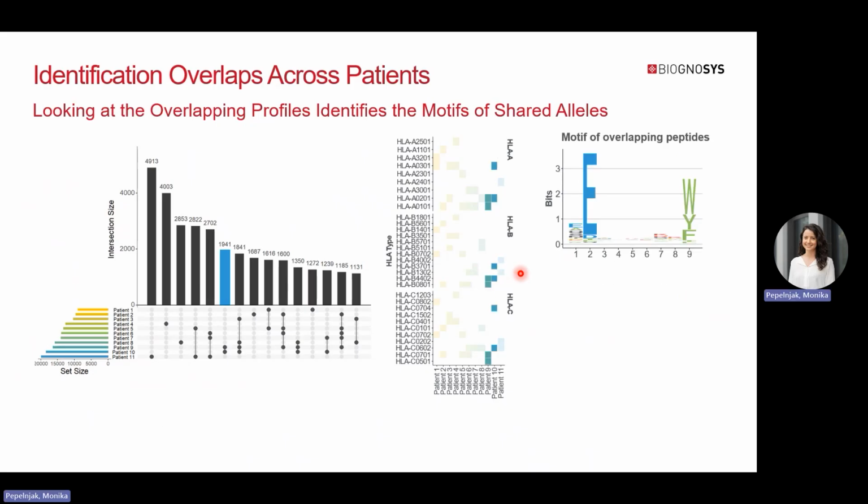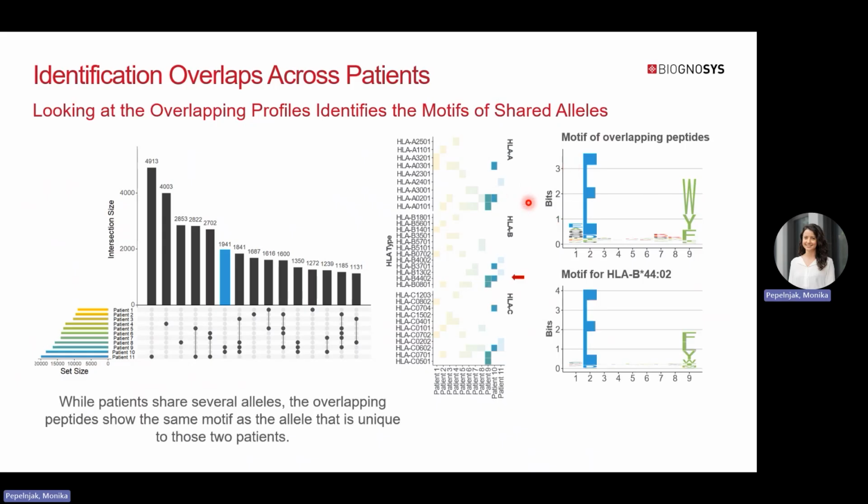If we move on to the next one, where we have an overlap between patients 9 and 10. Again, this is the motif that we get for the overlapping peptides. And while these patients share several alleles, there is a single allele that is unique to those 2 patients, and this is the motif of this allele B. And again, you can see that the motif matches the overlapping peptides motif really well.